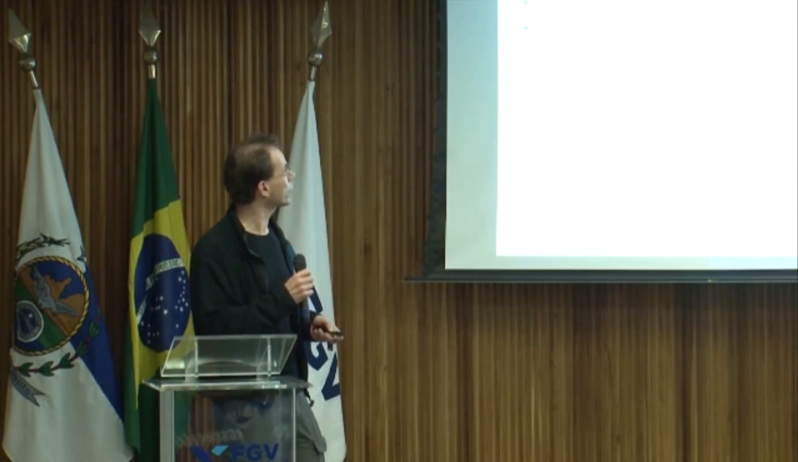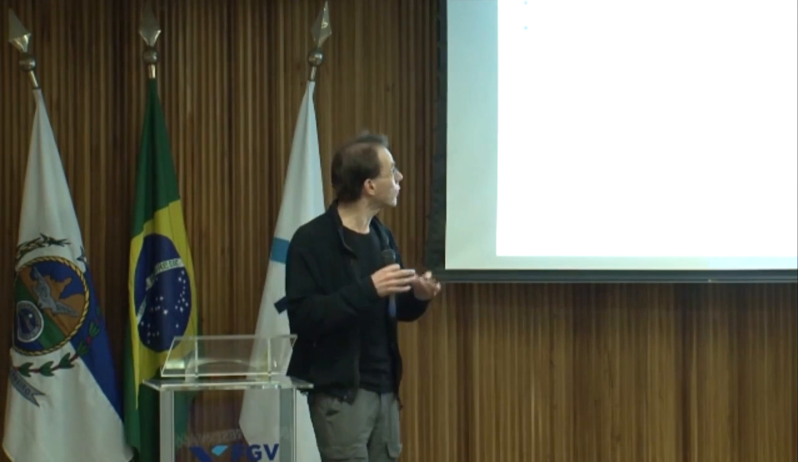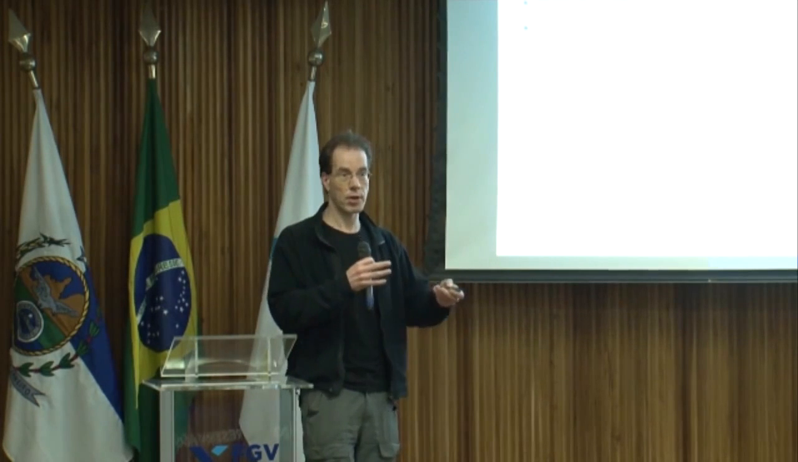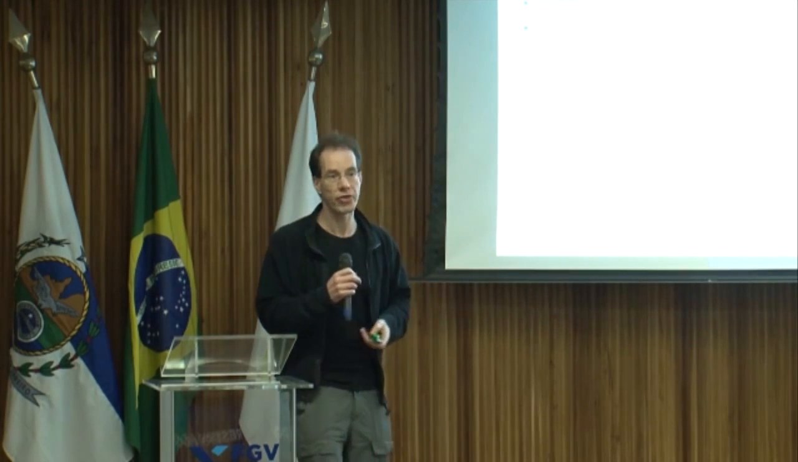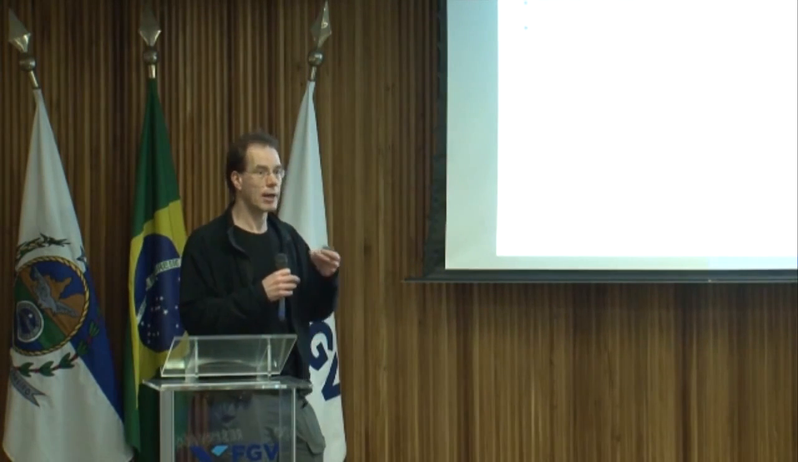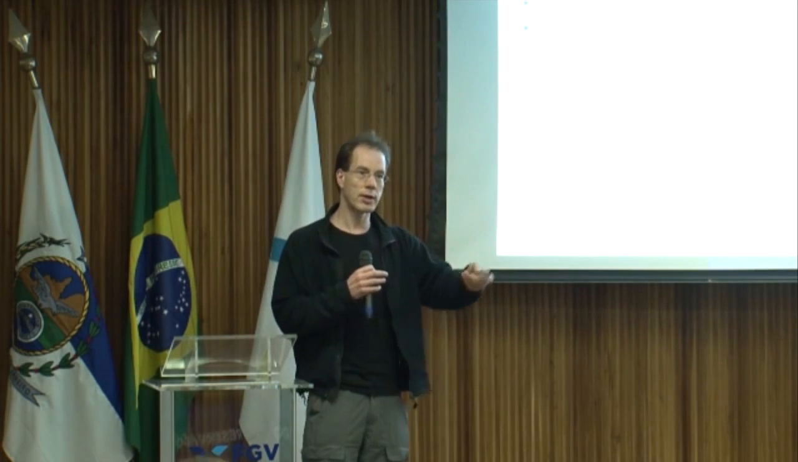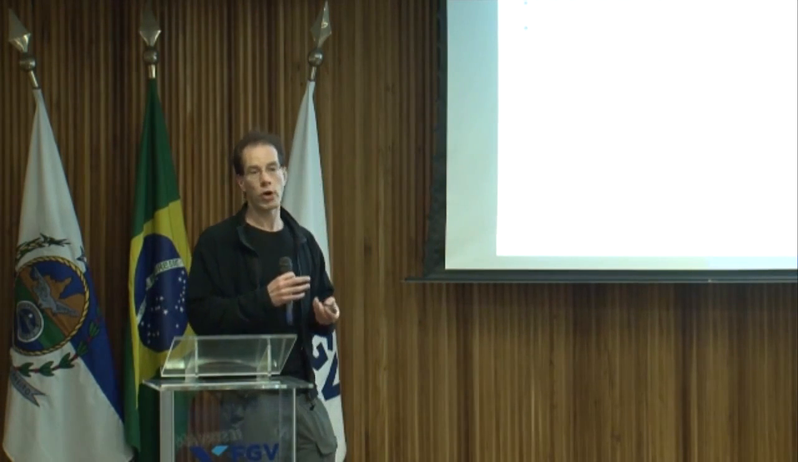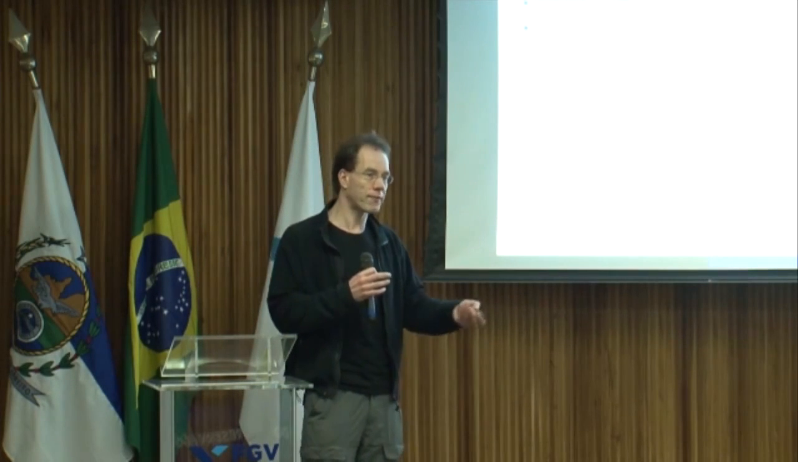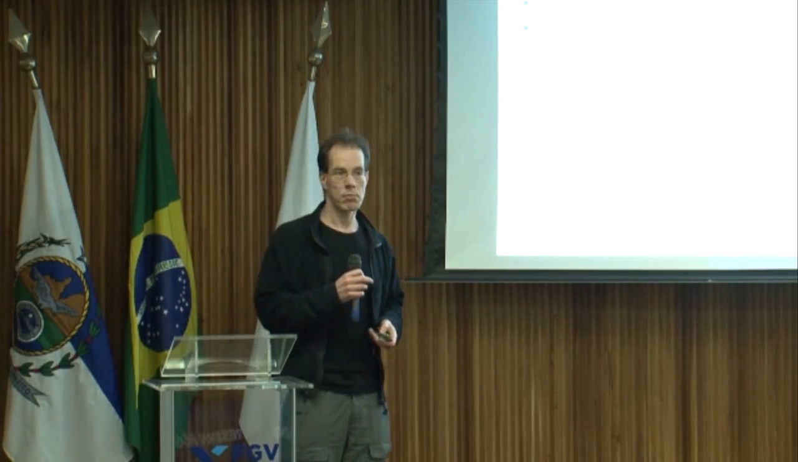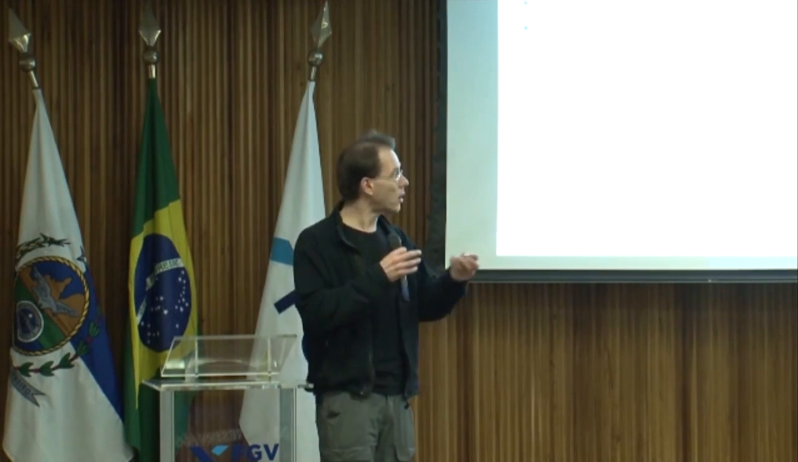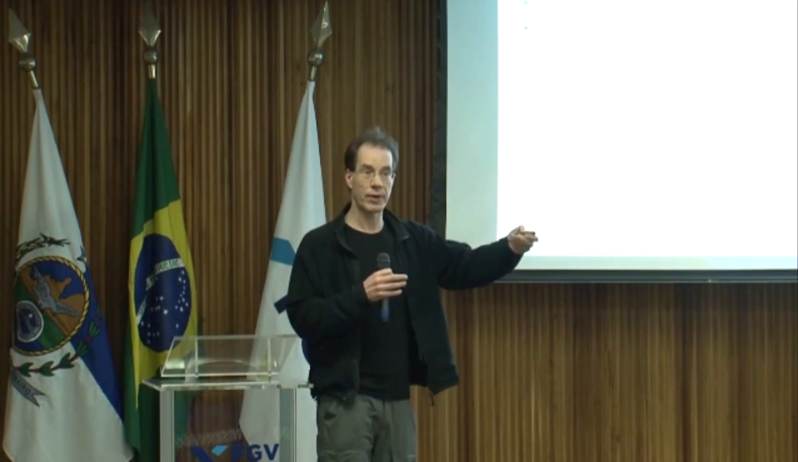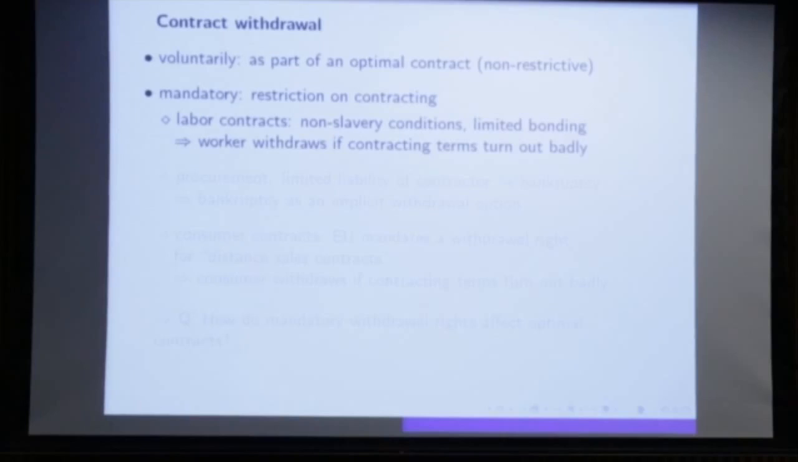So just a few examples. Labor contracts. We have non-slavery conditions. You cannot keep the worker on any condition. The worker can always leave at will. You have limited bonding. You cannot ask the worker to give up a bond before they leave. So the worker can always withdraw, has the right of withdrawal if the employment relationship turned out badly. In academia, if you look for a different job and you already have tenure, you often take a leave of absence in order to find out whether the new job is nice. You can always come back. You can always withdraw from the new tryout of the job.